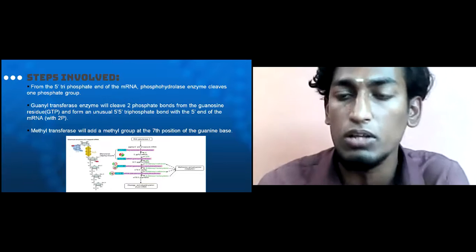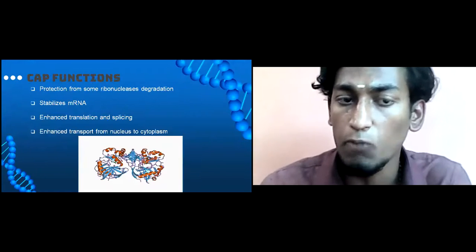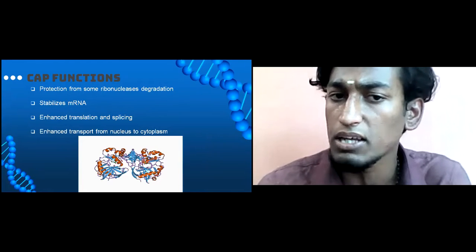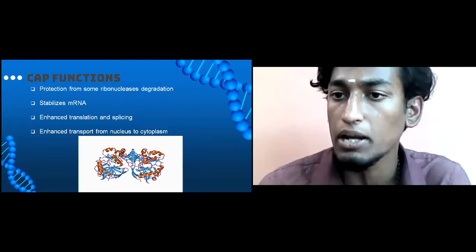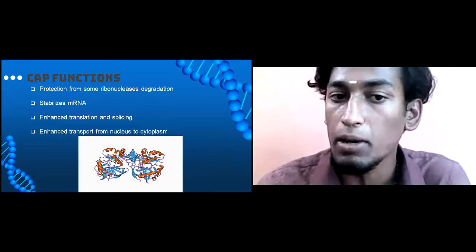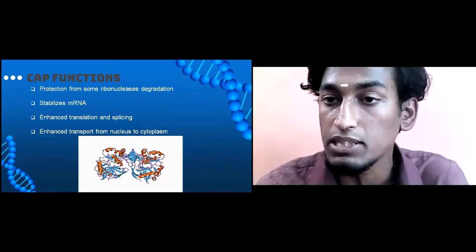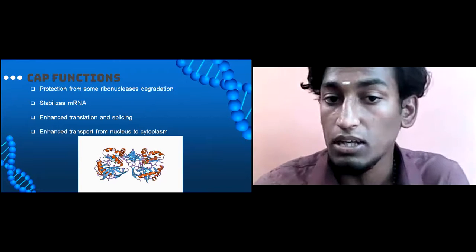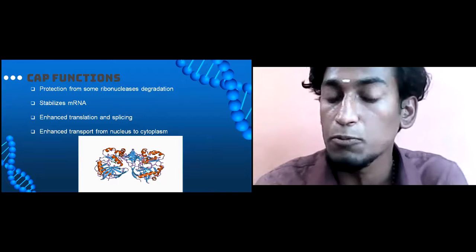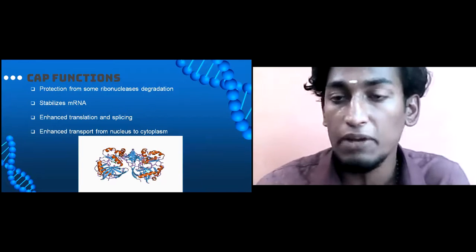Let's move on to the functions. What are the functions of this 5' capping? This protects the mRNA, or the pre-mRNA or the primary transcript, from ribonuclease degradation, and it stabilizes the messenger RNA, and this enhances the translation and the splicing process. This is the second process which is occurring for post-transcription modification, and there is an enhanced transport from the nucleus to the cytoplasm due to this 5' capping. These are the main functions of 5' capping.